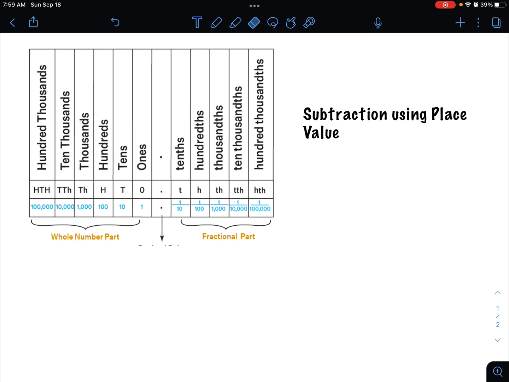All right, we're going to talk about subtraction using place value. So I've got my place value chart over here. We're going to refer back to that. But let's start with a problem, and let's start with, how about 58 minus 27. Okay, 58 minus 27.